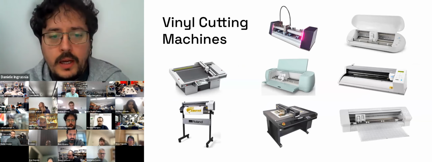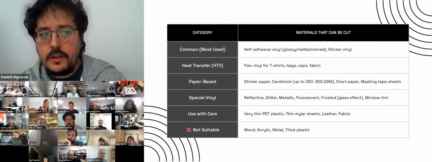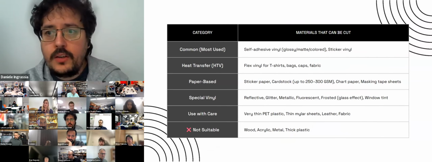So what can you cut with the vinyl cutter? The most common materials, of course, are stickers. You can have heat transfer vinyl that is used for t-shirts, for example. You can cut not so thick cardstock or some chart paper, but you also have special vinyl, for example, with glitter, fluorescent materials, window tint, and you can also cut maybe some leather, some fabric if you're careful. Of course, this is not the tool to cut acrylic or metal or thick plastic.